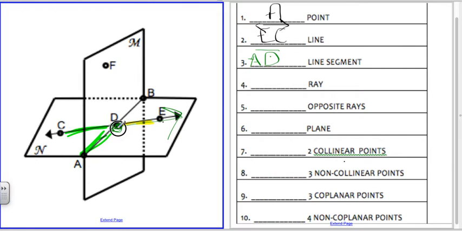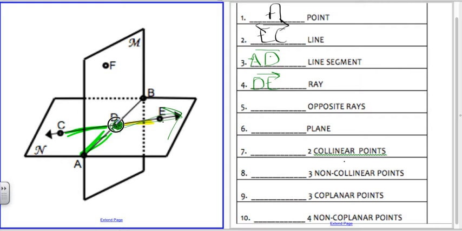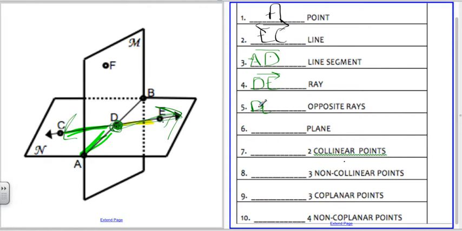Now, a ray, remember, starts at 1 point and goes in one direction. So I'll start with the endpoint and then label another point on the ray. So this ray would be D, E, and then I have that symbol. Opposite rays begin at the same point but go in exact opposite directions. So notice those 2 rays both start at D. So DE is one of those, or DC. So those 2 are opposite rays from one another.